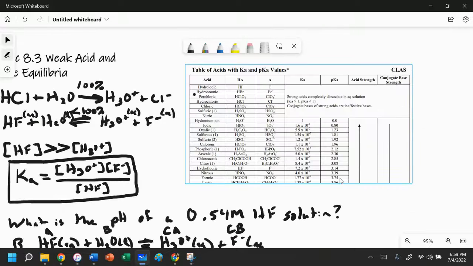So that is our introduction to weak acid and base equilibria. There's a lot of stuff packed in there. Hopefully that was helpful in practicing these problems.